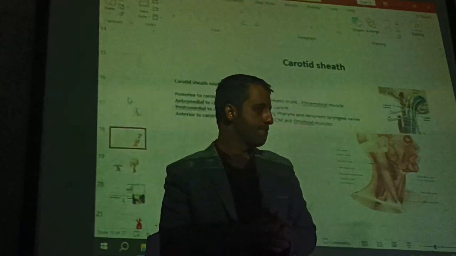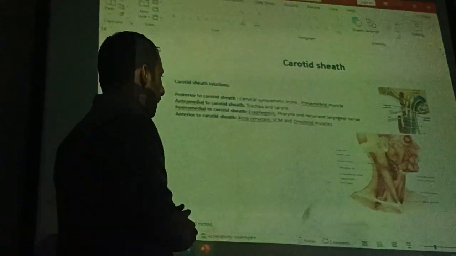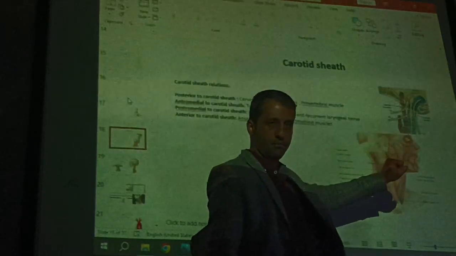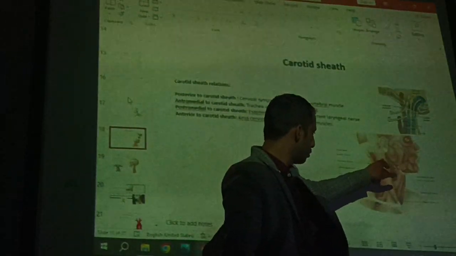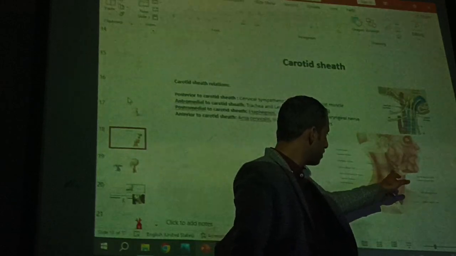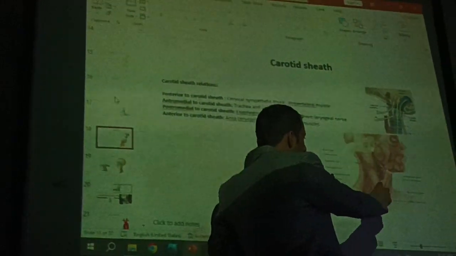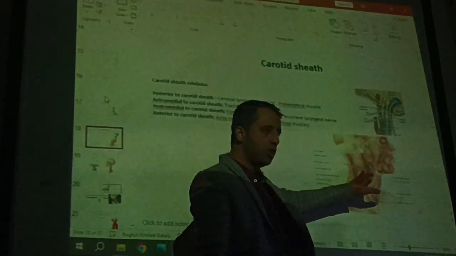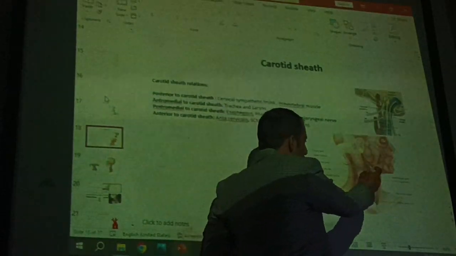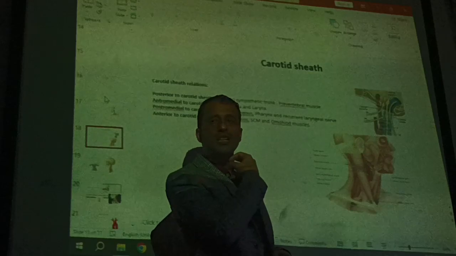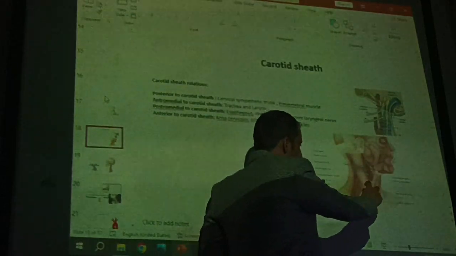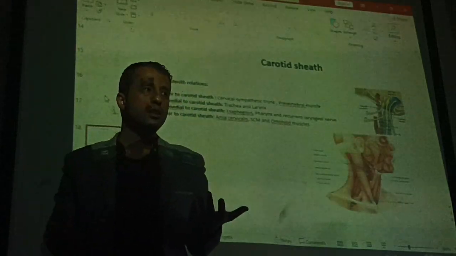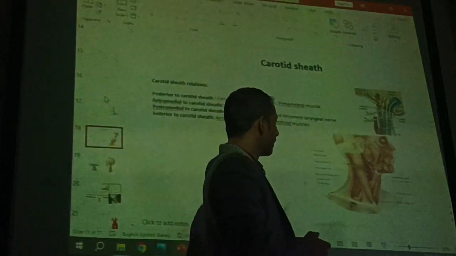As you can see here, the carotid sheath is located deep to the SCM. As you can see, at the superior part, the carotid sheath is located in the anterior border of SCM. But in the inferior part, it is completely covered by SCM.